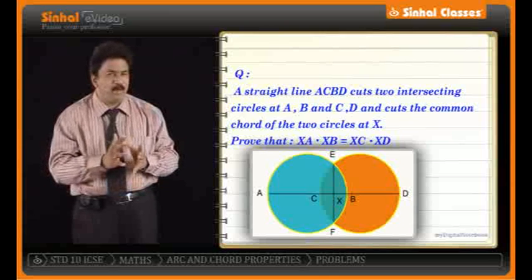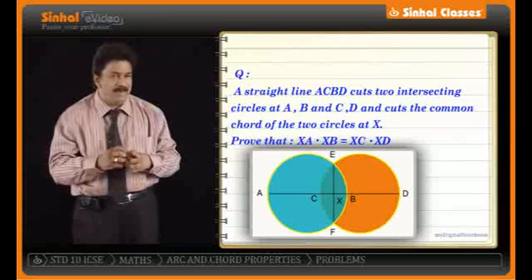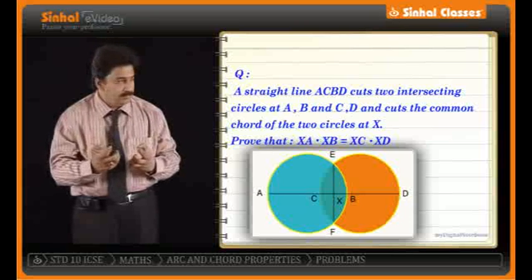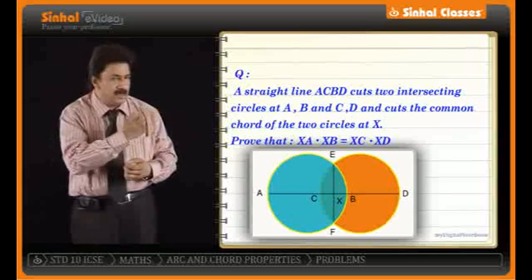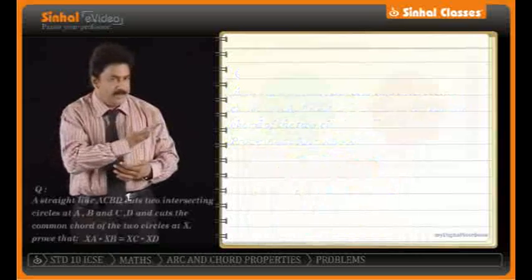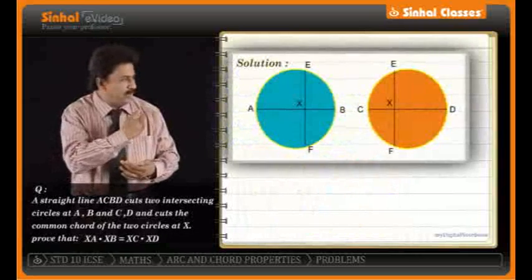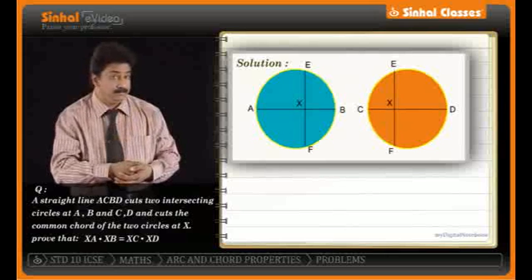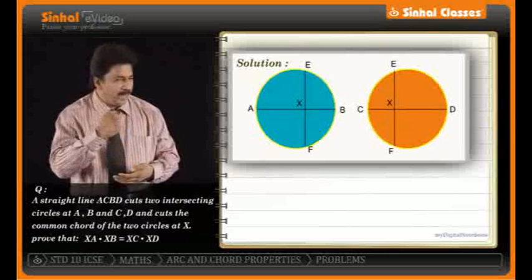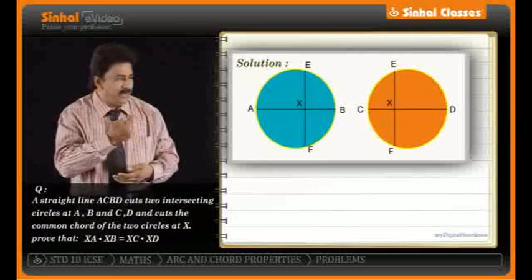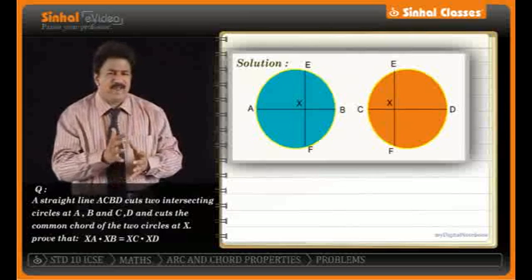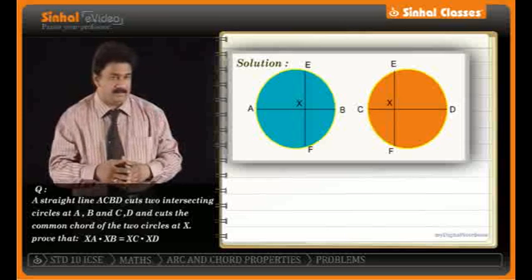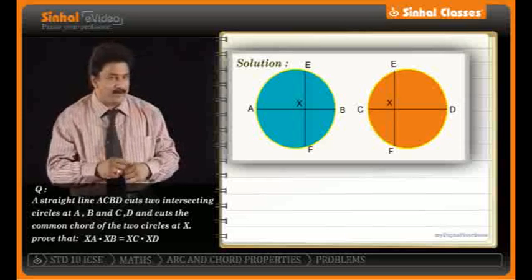Now the figure looks a bit complicated. But what I'll do, I'll make it more interesting for you. I'll separate these two circles. Yes, I get circle 1 and circle 2. Can you see this? In circle 1, I get chords AB and EF intersecting at point X. Similarly in circle 2, I get chords CD and EF intersecting at point X. Whenever two chords intersect each other, we can use the rectangular property of circle. That's what I'm going to try now.